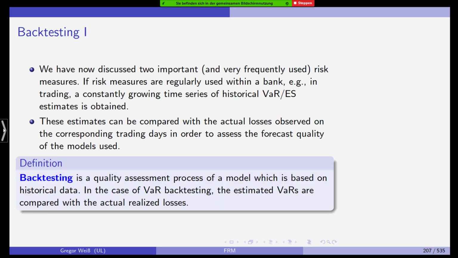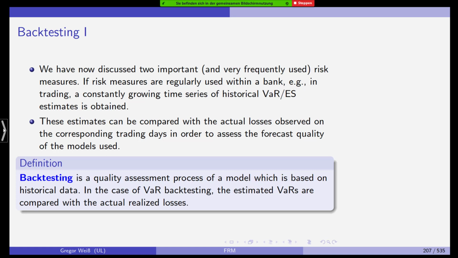I already told you that you need to check the validity of your risk model in order to account for model risk. And if model risk proves to be too high, then you need to change your risk model. So how do you check for the validity of your risk model? You do backtesting. So we now have 2 frequently used risk measures, and we can ask ourselves, how can a bank check the validity of those risk forecasts?